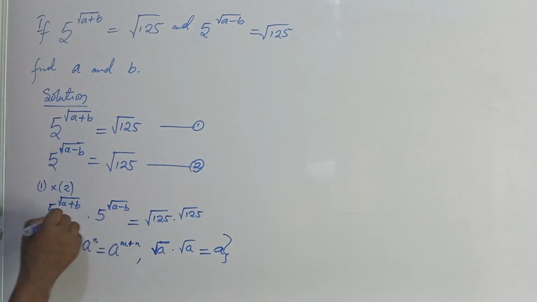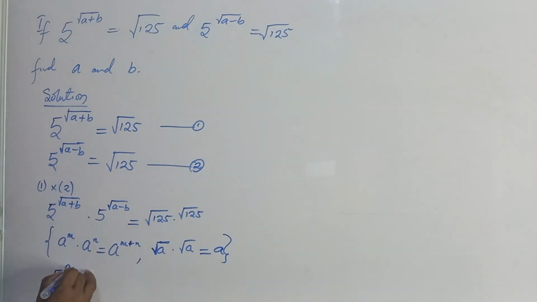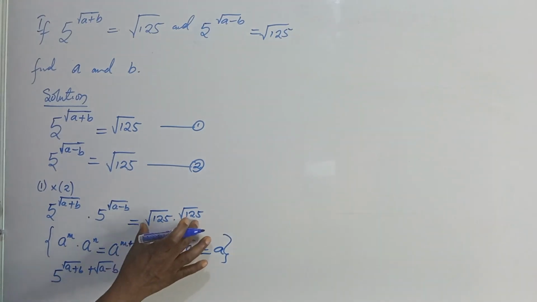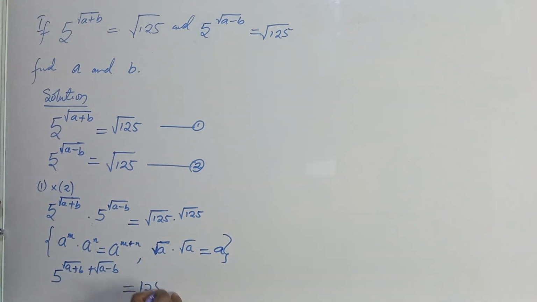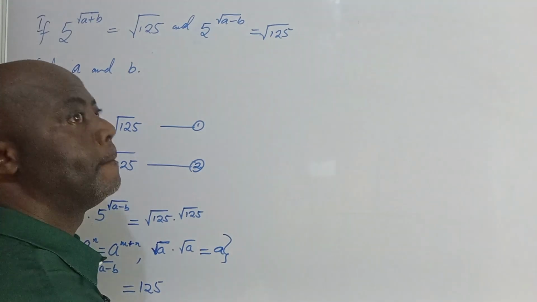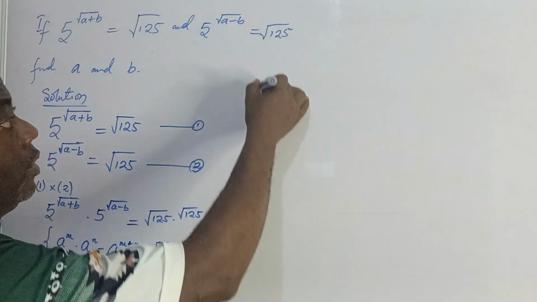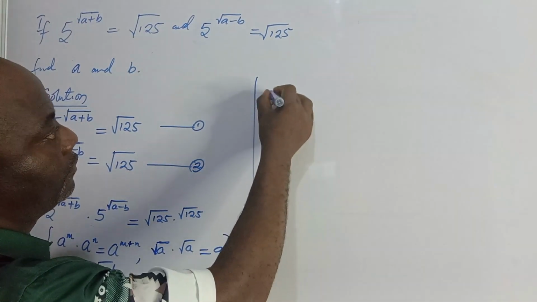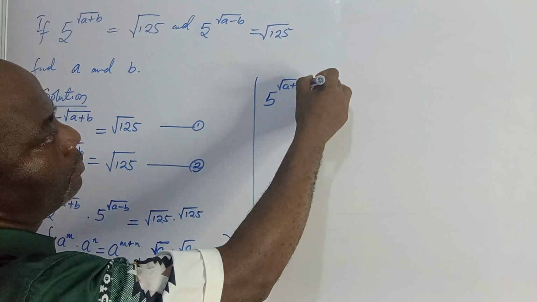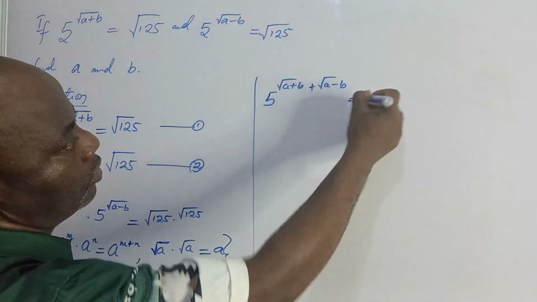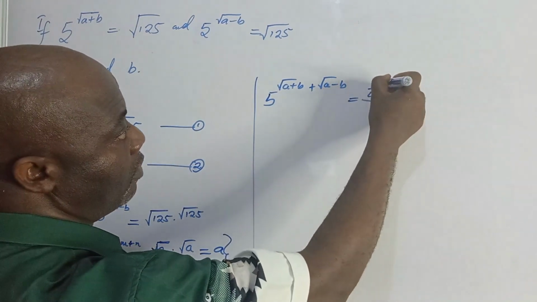So once that is done, this equation becomes 5 to the power of square root of a plus b plus square root of a minus b. And then on the right hand side, once we multiply this, we simply apply this law. So we have 125. Next is to express the 125 as a base 5 number. So we have 5 to the power of root a plus b plus root a minus b equal to, so 125 becomes 5 to the power of 3.